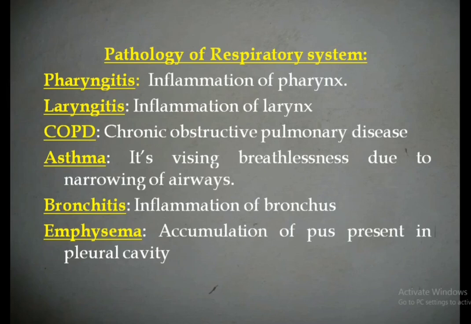Next is bronchitis. It is similar to pharyngitis and laryngitis, it is the swelling of the bronchus. Next is emphysema. It is described here as accumulation of pus present in the pleural cavity, that is in the lung. Whenever the pus formation is there, the person is unable to breathe in or out, so it leads to a condition called emphysema. So this is about the respiratory system.